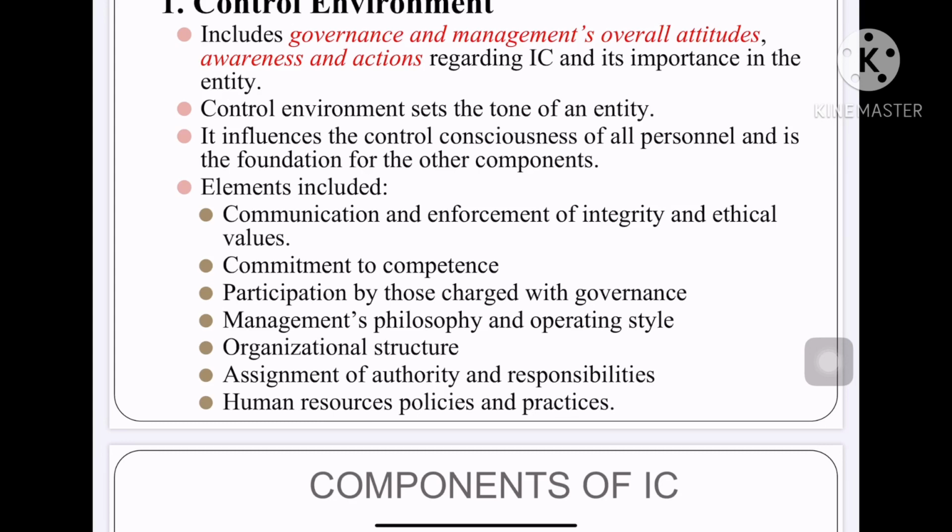Next one, the management philosophy and operating style. So we can see the philosophy of the management and the operating style. Do they follow the rules, not the rules, or can they override the rules? Is there any rules?